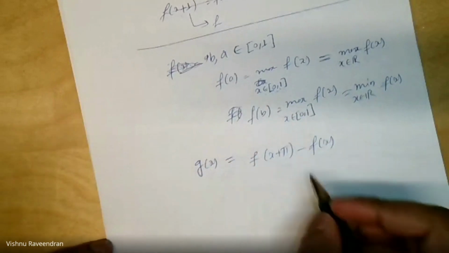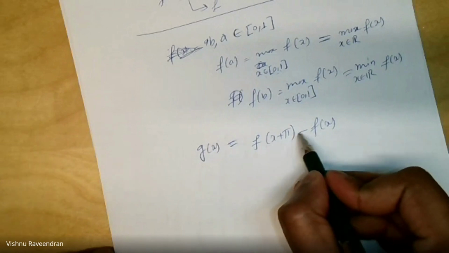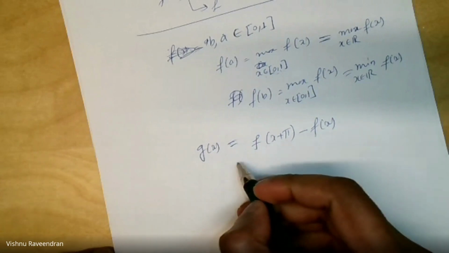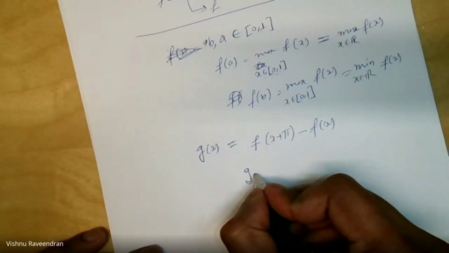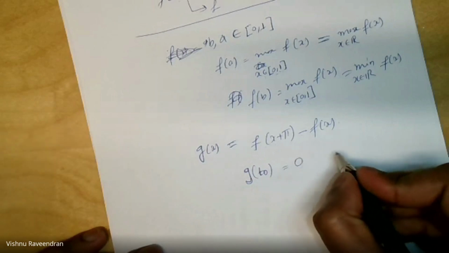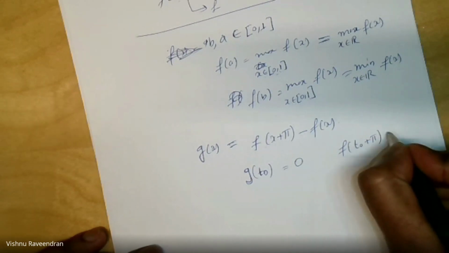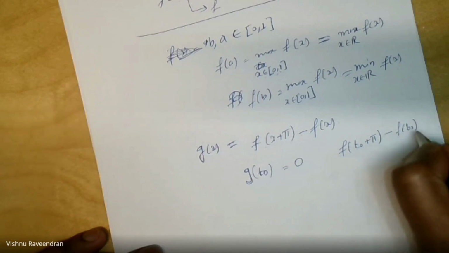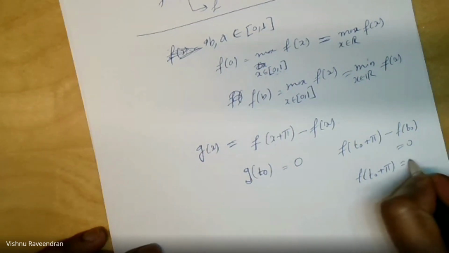Now what she suggested is that we can define a function g of x equal to f of x plus pi minus f of x. So if we are able to prove that there exists a point t naught such that g of t naught equals 0, then we get f of t naught plus pi minus f of t naught equals 0, or f of t naught plus pi equals f of t naught.